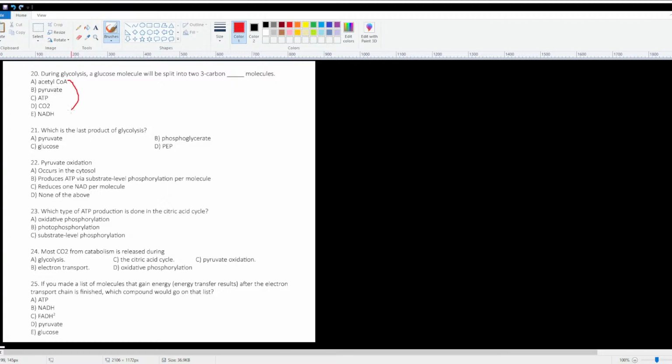So look at our answers, right? Glycolysis, we don't make acetyl CoA. Glycolysis, we don't release CO2. NADH does not include carbon. ATP does not include carbon, leaving only pyruvate as the answer. So let's look at what's going on during glycolysis.